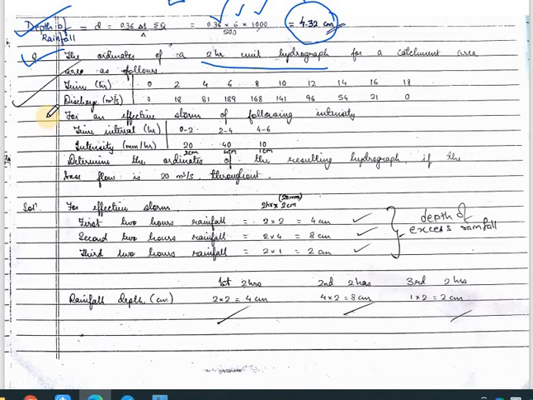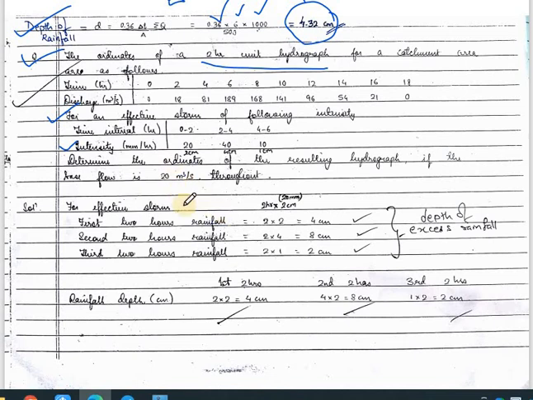For an effective storm of the following intensity, it is saying that there is an effective storm with time intervals from 0 to 2, from 2 to 4, from 4 to 6. The intensity was in mm per hour, that is 20, 40, and 10. Determine the ordinates of the resulting hydrograph if the base flow is considered to be 20 meter cube per second. In the previous question there was no base flow, but in this question we have been provided with the value of base flow, 20 meter cube per second. So now we need to consider this value in your total discharge.